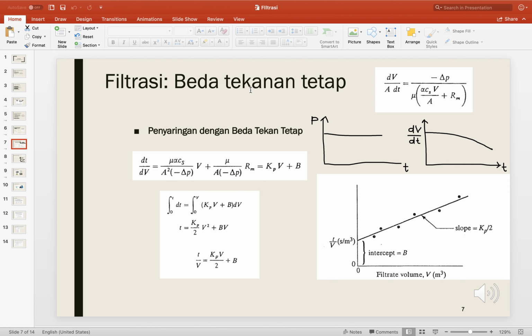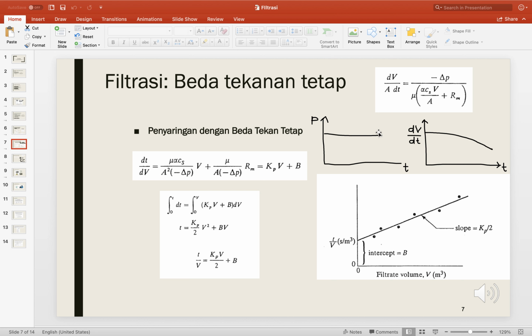Okay, so if I draw a graph for pressure and operational time, the graph will look like this. No matter how long the filtration has been operated, the pressure of the feed will remain constant. But then when I draw the graph of the permeate flow versus the operational time, it will look like this. Over time the permeate volumetric flow will reduce.